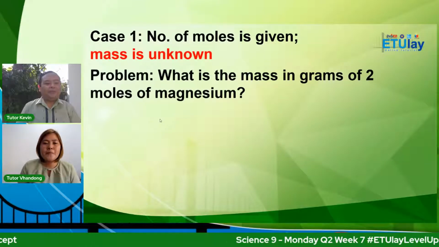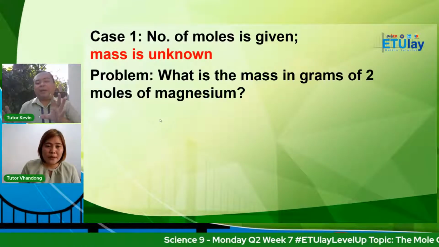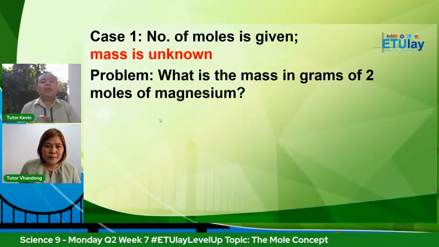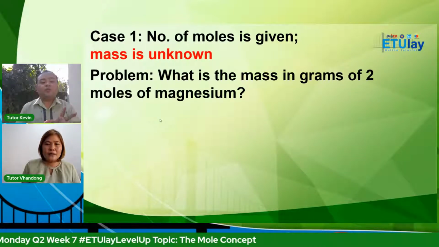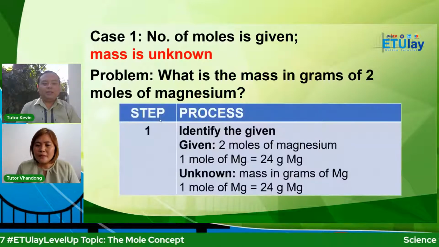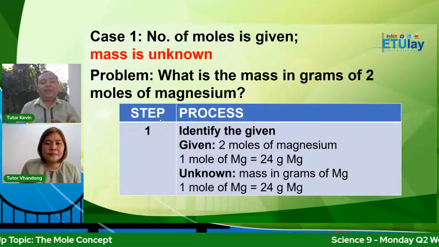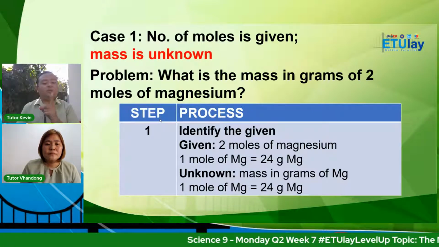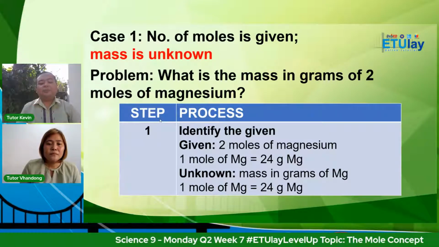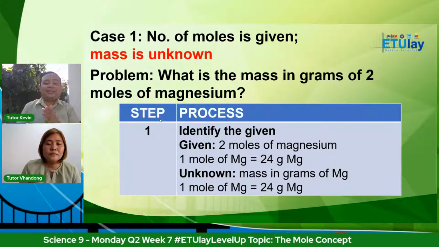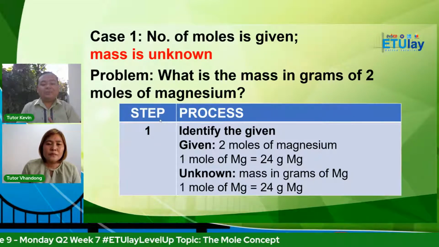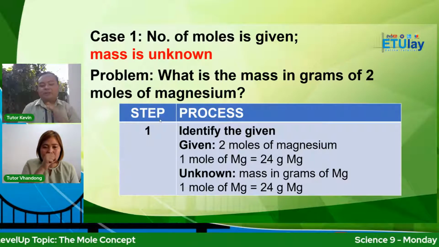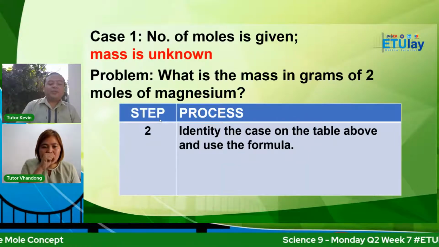Let's apply this to case number 1. What is the mass in grams of 2 moles of magnesium? Step 1: identify the given. We have 2 moles of magnesium. Remember, 1 mole of magnesium is 24 grams of magnesium. The unknown is the mass in grams of magnesium.